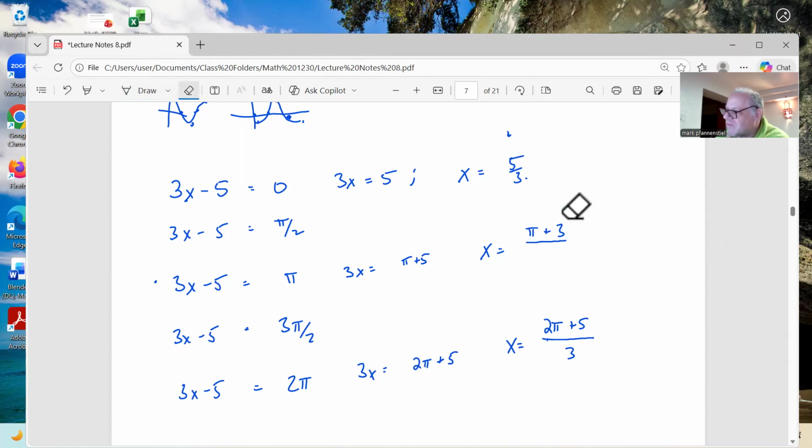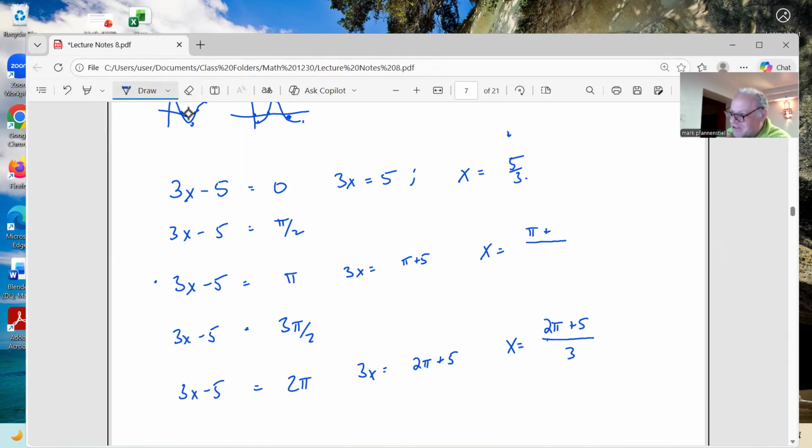Okay, serves me right for trying to do this before I got the coffee. Let's rephrase this guy right here. We added 5 to both sides. That stays a pi plus 5. Divide both sides by 3.